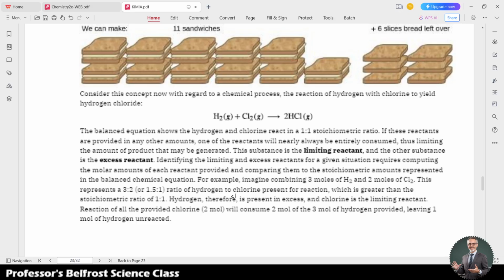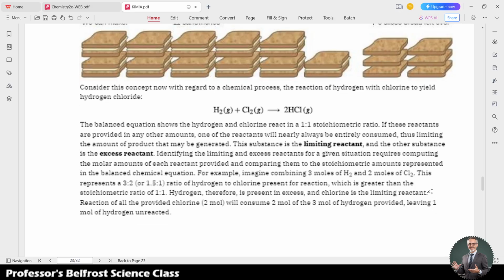For example, imagine combining 3 moles of hydrogen with 2 moles of chlorine. Certainly, one of these is the limiting reactant, right? The ratio is 1.5:1, and this is not the correct ratio because the ratio here should be 1:1. So the hydrogen is present in excess and chlorine is the limiting reactant.